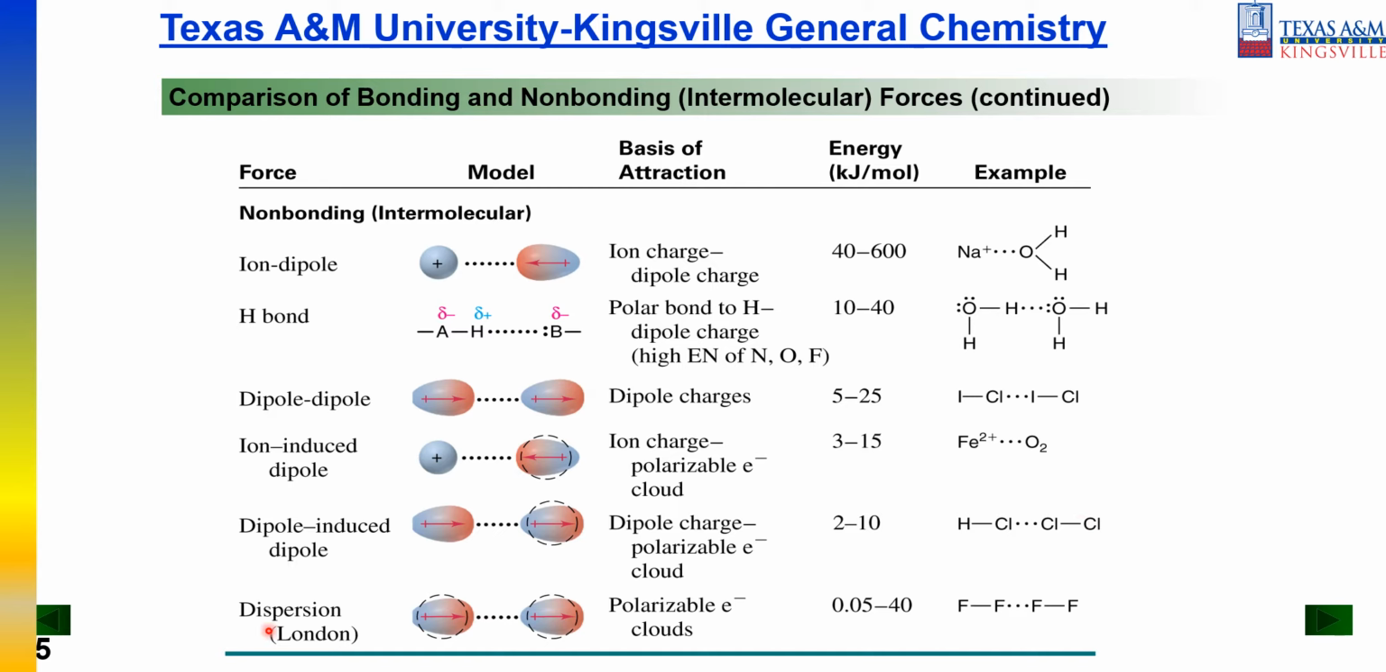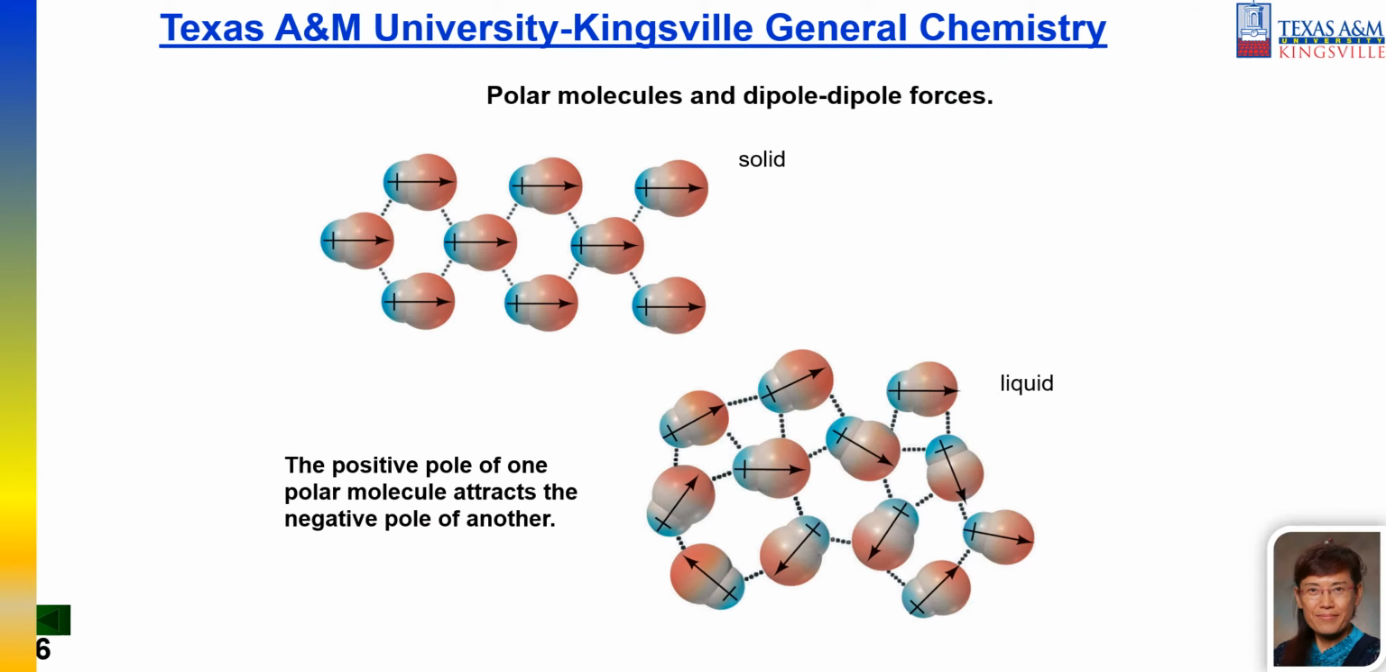The very last one is called London dispersion. This London dispersion is applicable for two nonpolar molecules. However, your electrons can be distributed unevenly, instantaneously. Therefore, you have polarizable electron cloud to polarizable electron cloud attraction. This attraction is fairly weak, but depends on the different molecule, ranging from 0.05 to 40 kilojoules per mole, such as two fluorine molecules. So they are going to be subject to London dispersion.